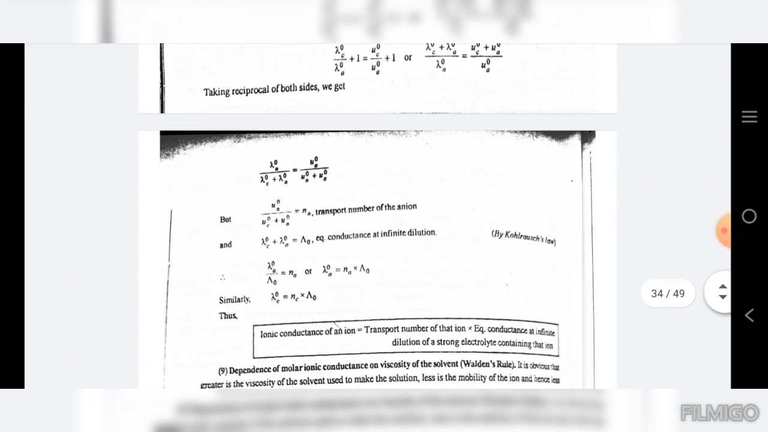Relationship of ionic conductance to transport number and equivalent conductance. The ionic conductance can be calculated from transport number measurement using the expression that may be derived as follows. You can see the derivation.